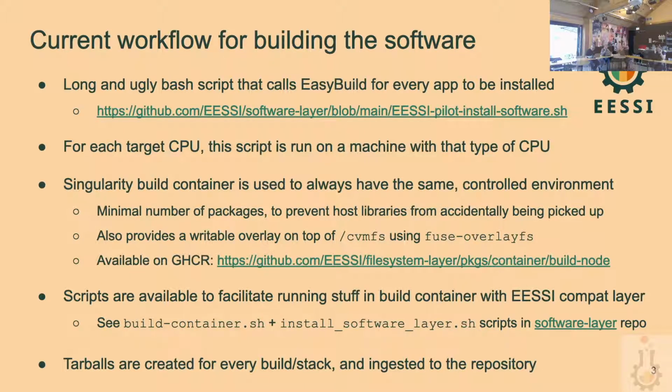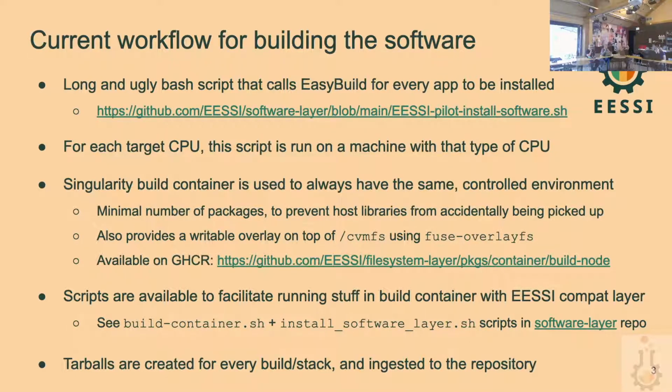This grew over time. We're not happy with it, but we do have a better idea of how to do that. I'll come back to that. So this script is basically run for each of the different target CPUs, Haswell, Skylake, x86 generic, different AMDs, different ARM CPUs, currently also still Power. So we just run it like a dozen times currently.